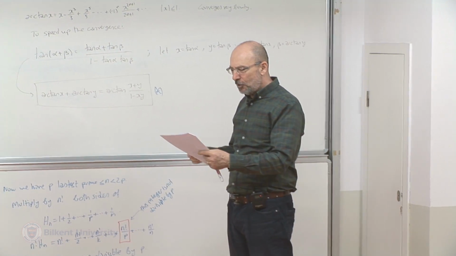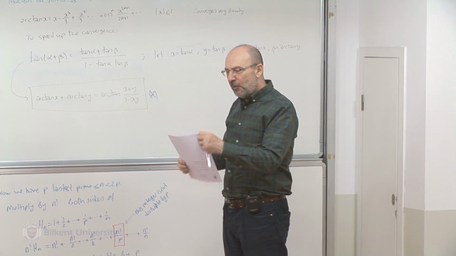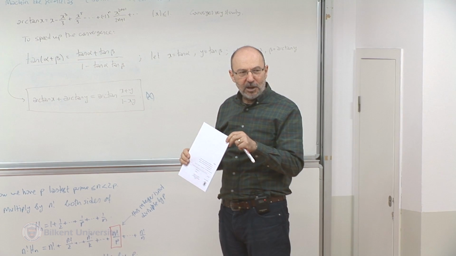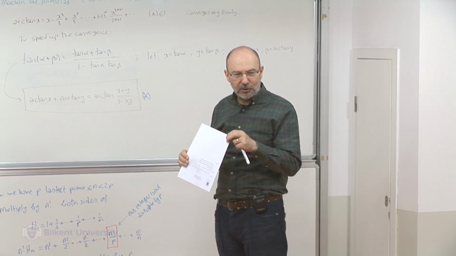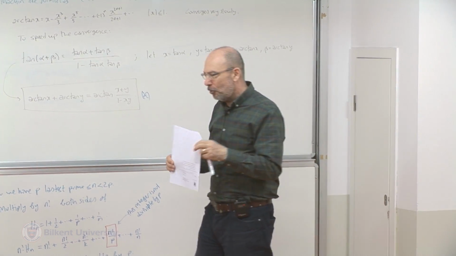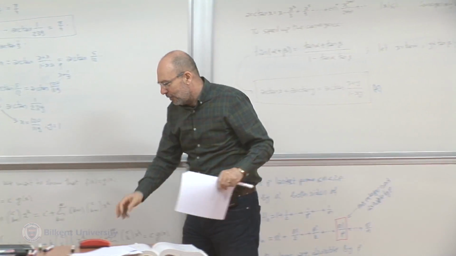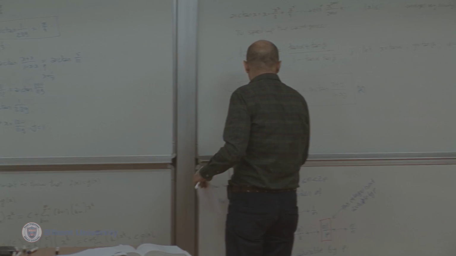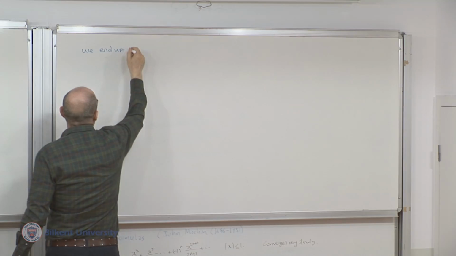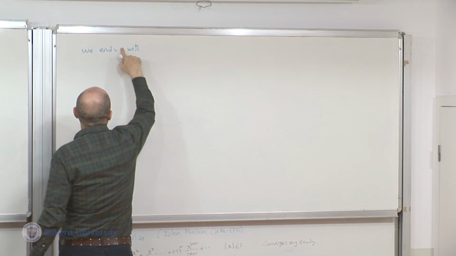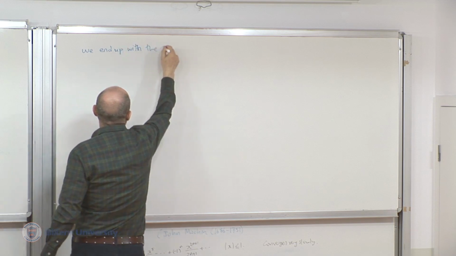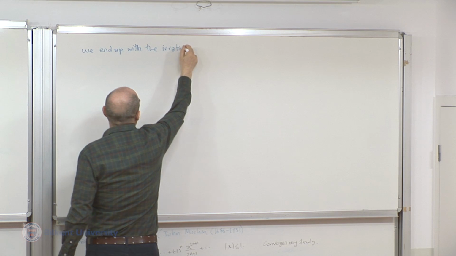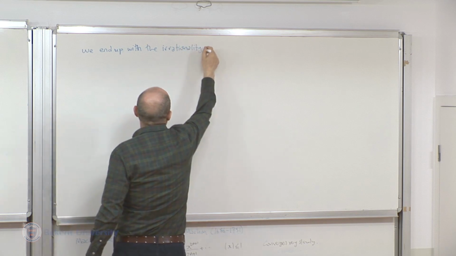Okay, so let me finish this course by claiming and proving that this famous Euler number e is not a rational number. You cannot write e as the ratio of two integers. Nobody suspects that, but then you never know. So we end up with the irrationality of e.